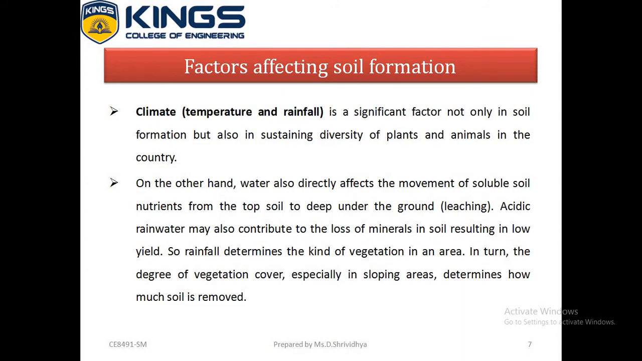The temperature and rainfall, which involve the climate, are a significant factor not only in soil formation but also in sustaining diversity of plants and animals in the country. On the other hand, water also directly affects the movement of soluble soil nutrients from the topsoil to deep under the ground. That process is called leaching.